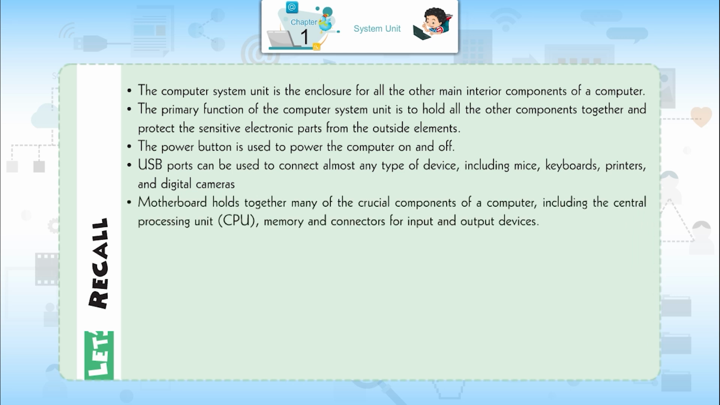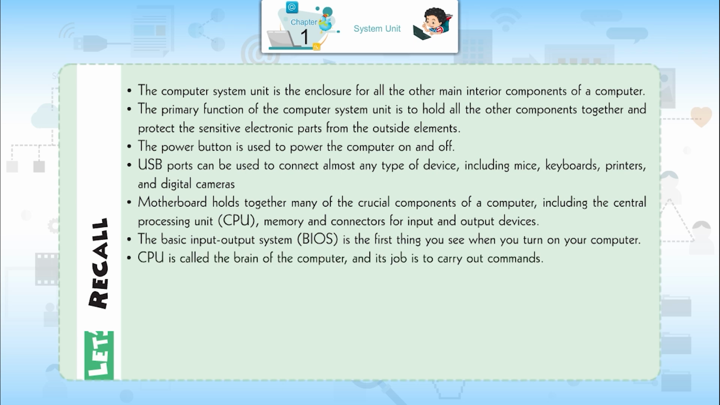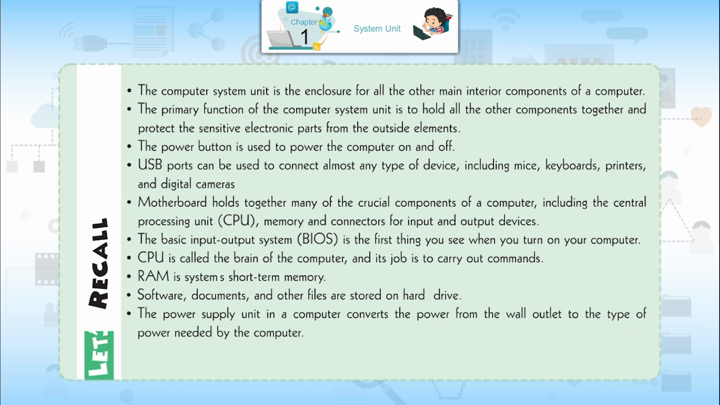The motherboard holds together many of the crucial components of a computer, including the central processing unit, CPU, memory, and connectors for input and output devices. The basic input-output system, BIOS, is the first thing you see when you turn on your computer. The CPU is called the brain of the computer, and its job is to carry out commands. RAM is a system's short-term memory. Software, documents, and other files are stored on the hard drive. The power supply unit in a computer converts the power from the wall outlet to the type of power needed by the computer.